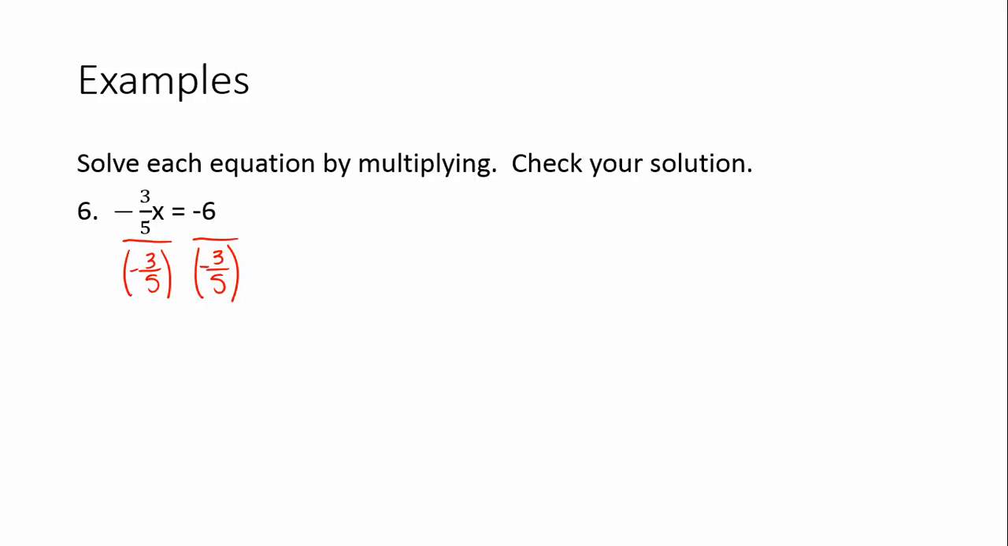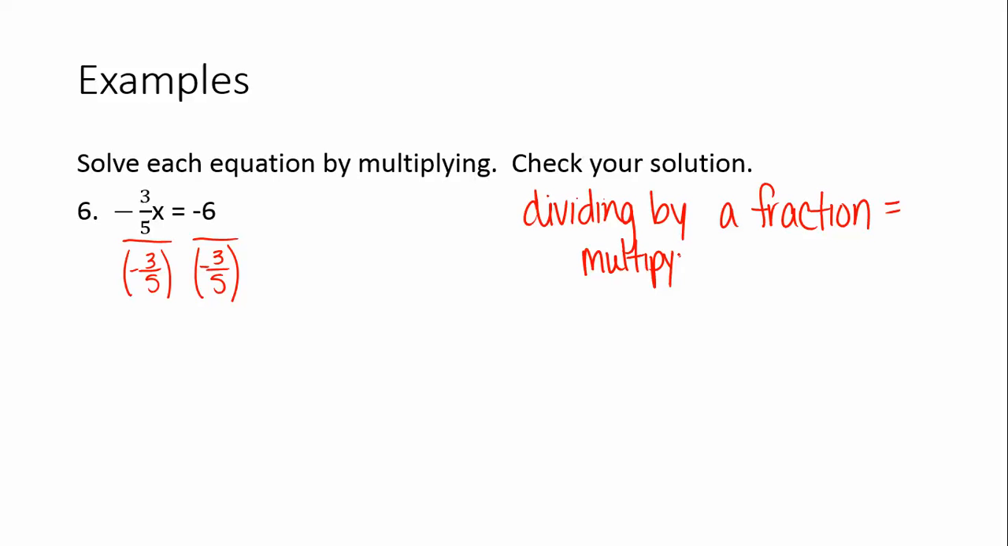But remember what it means to divide by a fraction. Dividing by a fraction is the same as what? Hopefully you're saying multiplying by its reciprocal. So instead of dividing by negative 3/5, we want to multiply by negative 5/3.